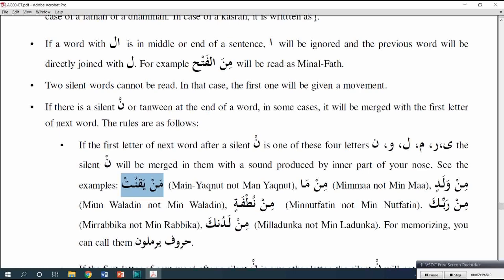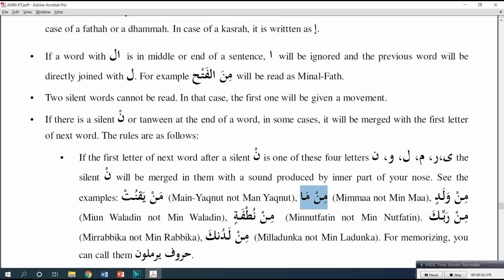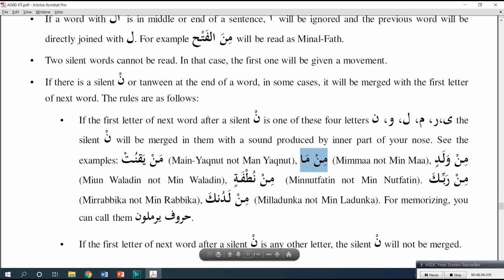But if it is in this way, like this kasara, appeal, then you will call it in that way, mimma. This meem will merge with meem, mimma.